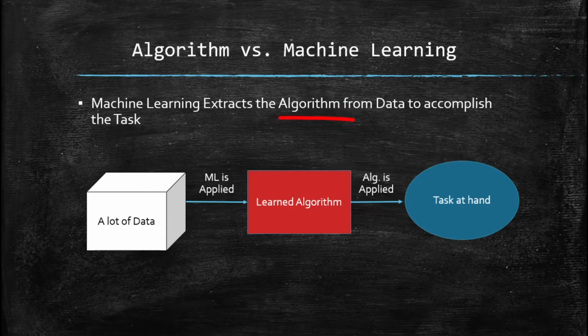So you have loads of data here, and your machine learning, or ML, is applied to your data. So this is step number 2: the algorithm is learned. Then this algorithm is applied to the task at hand. That is number 3. So this would be step 1. Remember, we learn the algorithm, we learn how to do the task.